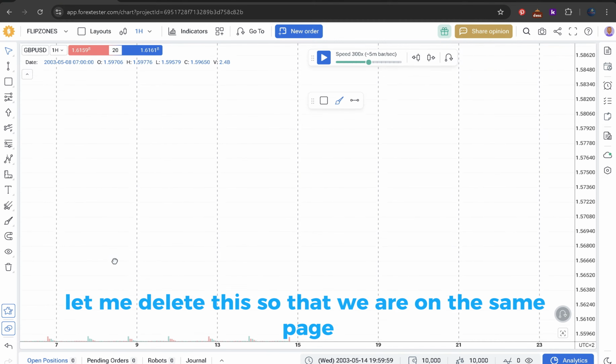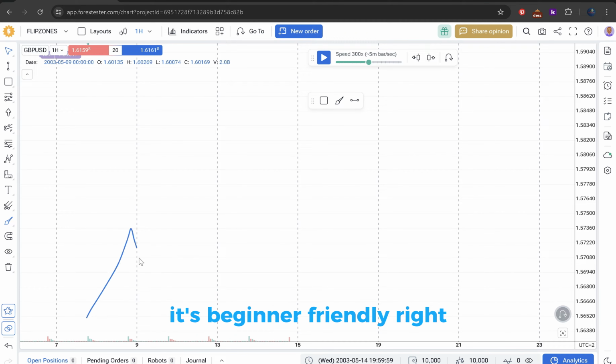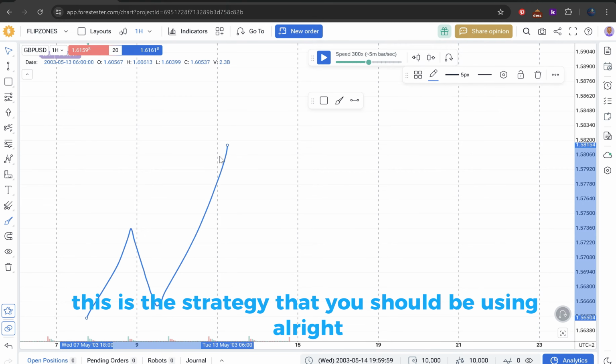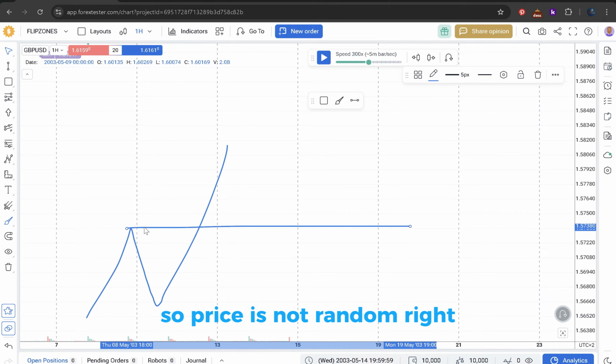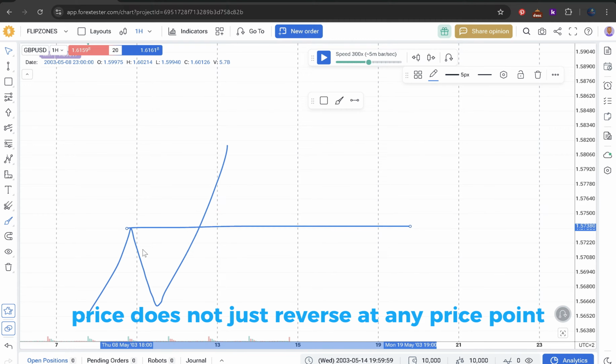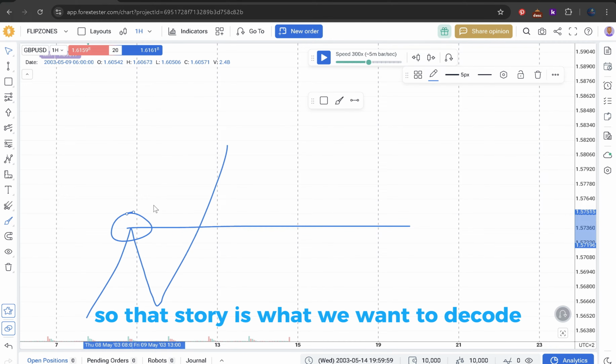This strategy is beginner friendly. If you are a beginner, this is the strategy that you should be using. You just mark the high like this. Price is not random. Price does not just reverse at any price point. When price is reversing like this, it's a unique price point. It tells a story, and that story is what we want to decode.